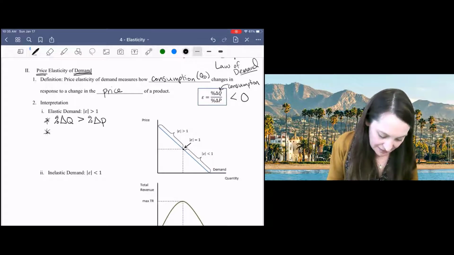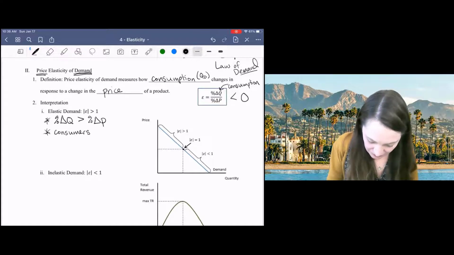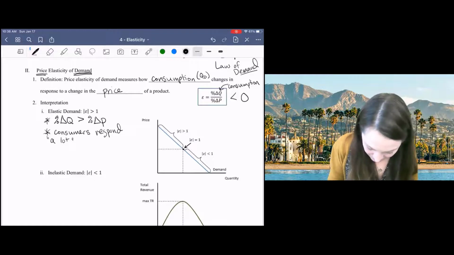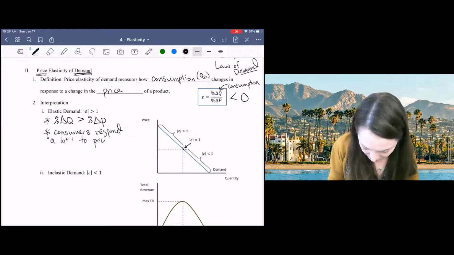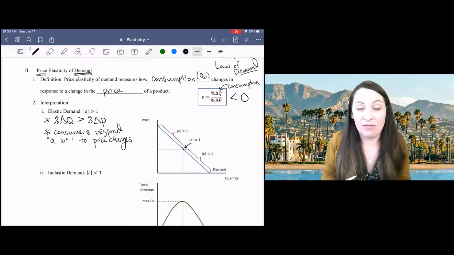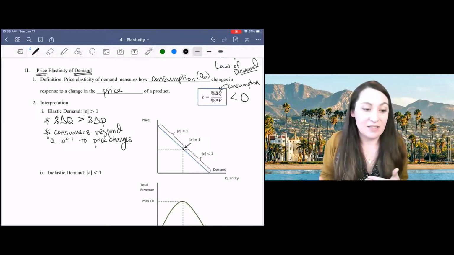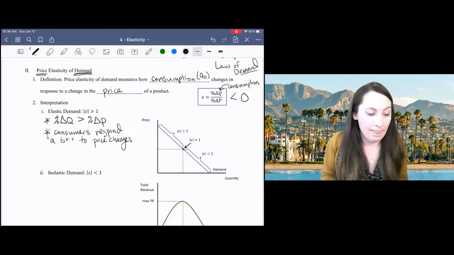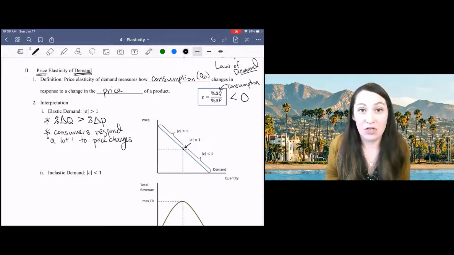This means that consumers respond a lot to price changes, telling us that consumers are fairly flexible in their consumption choices, and in response to a change in price will decrease or increase the quantity that they choose to purchase by a large amount. Now let's think about what that means in terms of total revenue.